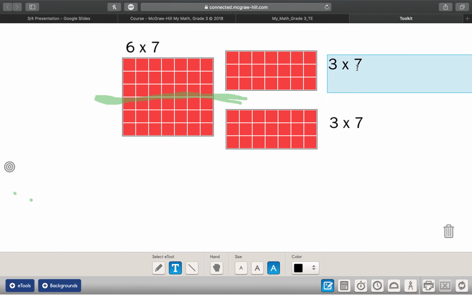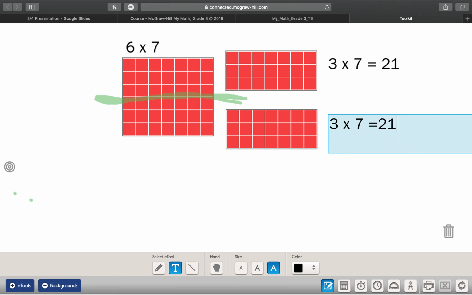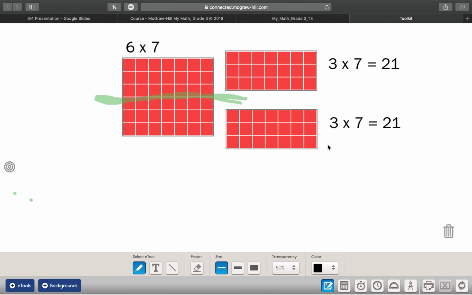Well, good thing we know 3 times 7 already. We did it so many times. 3 times 7 equals 21. 3 times 7 equals 21. Both of them equal 21 because they are exactly the same. That means there's 21 cookies up here. There's 21 cookies down here. To find out how many there are all together, all you have to do is add 21 plus 21.